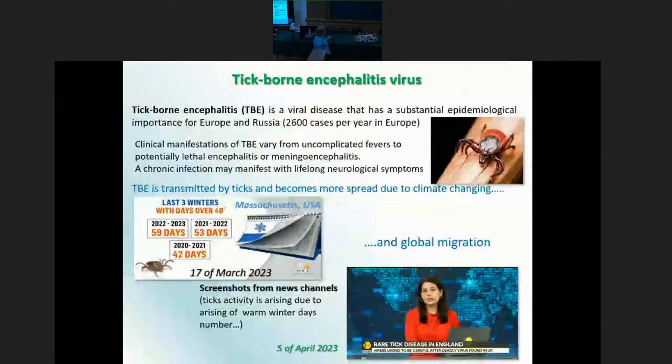One screenshot is news from Massachusetts, USA, and it's about ticks activated by warm days during winter. And every winter, from year to year, there are more and more warm days. And the second channel reported news about cases of TBE in New England. This disease is very untypical for this region.